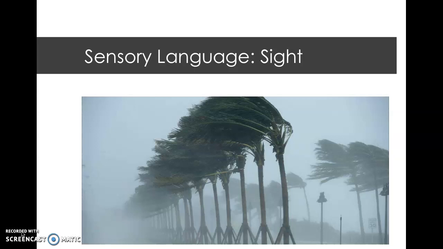Here we have a hurricane. Right? It looks like it's on the coast somewhere, Florida or Texas, someplace like that. We are going to describe this hurricane using sensory language. We'd want to appeal to what we're seeing, correct? So, pause this video if you can and try to come up with a sentence that describes what you're seeing here.